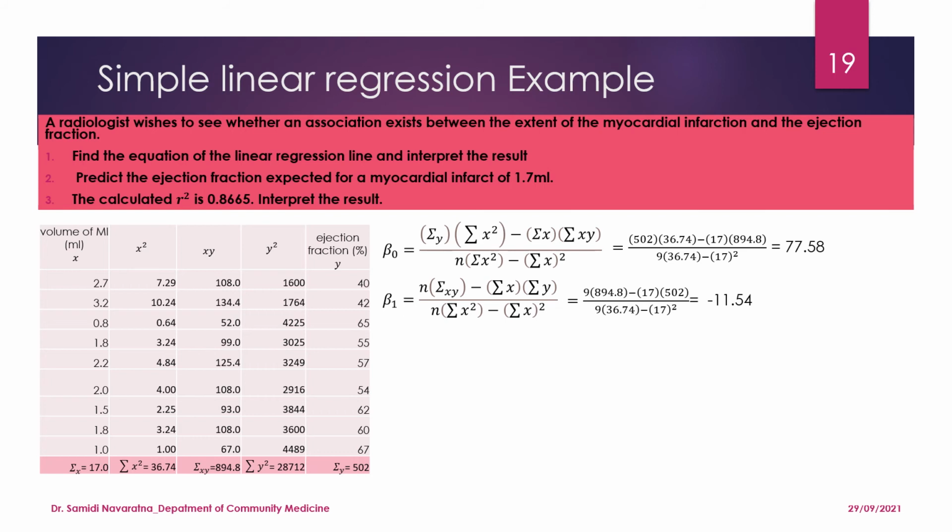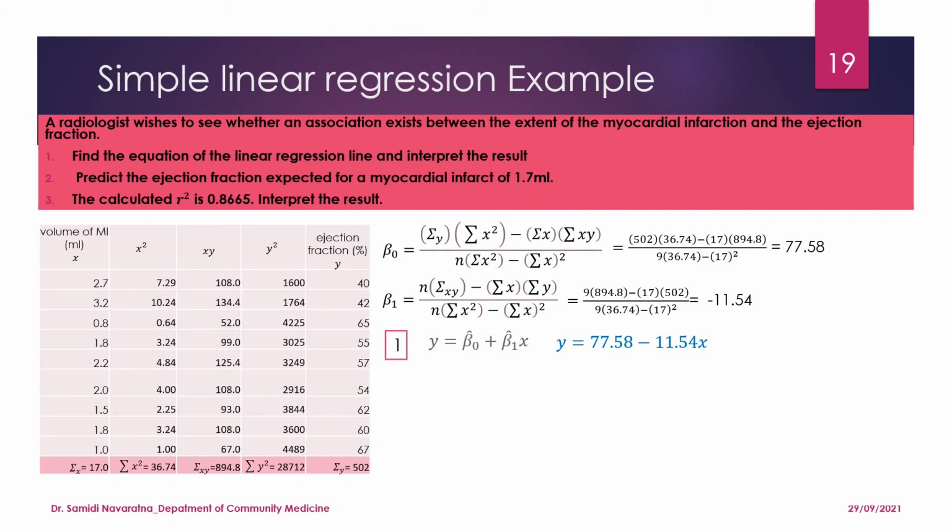The value for the regression coefficient, or the beta 1, or the slope, is minus 11.54. So the equation would be, this is the general equation. The equation for this example is y equals 77.58 minus 11.54x.